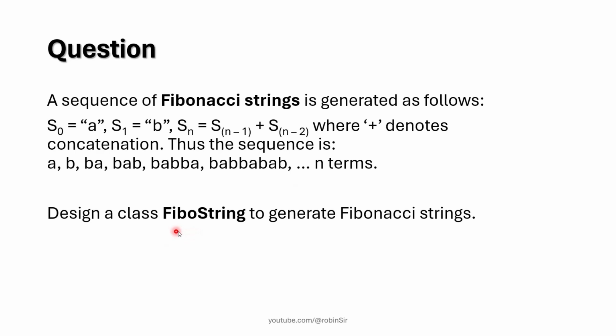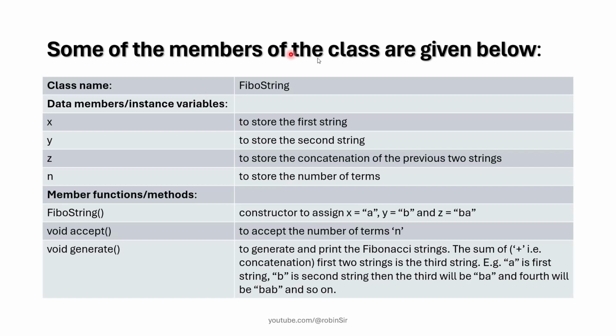So we have to design a class FiboString to generate the Fibonacci strings. And some of the members of the class are given below. The class name, and these are the data members X, Y, and Z. So X stores the first string value, Y stores the second string value, and Z will store the concatenation of the previous two string values. And N is the number of terms.